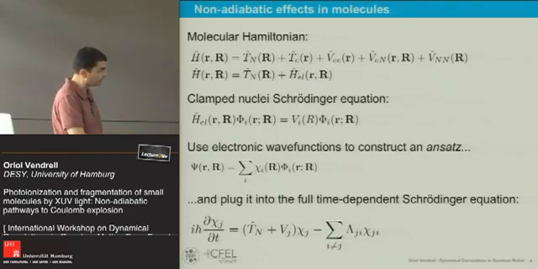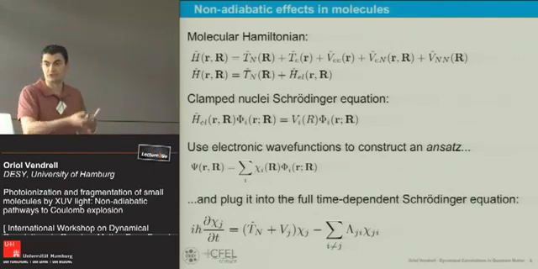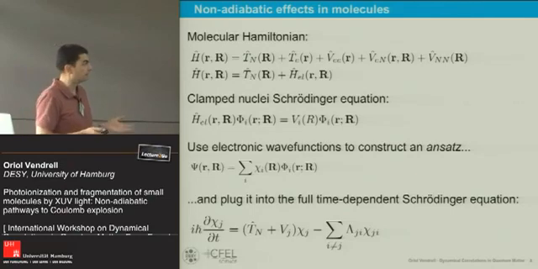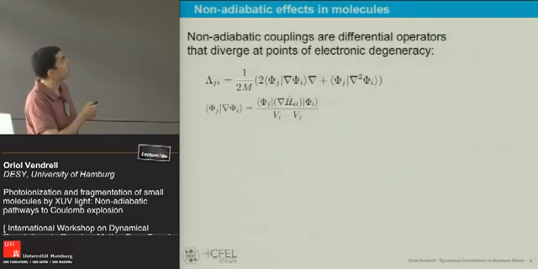If we forget about this or just neglect it, then we have this picture in which the nuclei move on independent potential energy surfaces. And this is true in many situations, but there will be situations in which these couplings are essential. And we'll see this in a second.